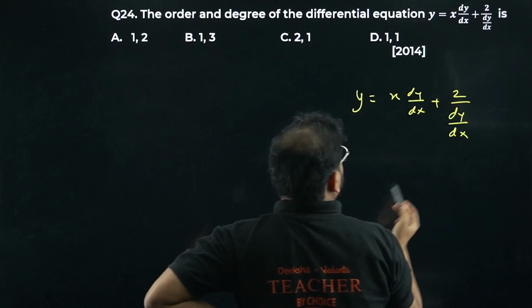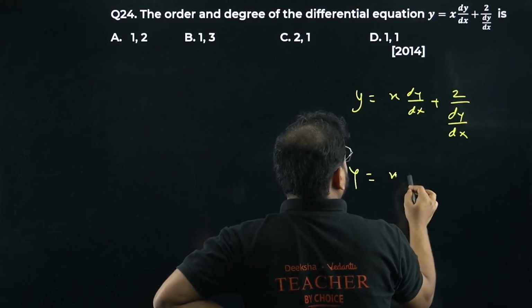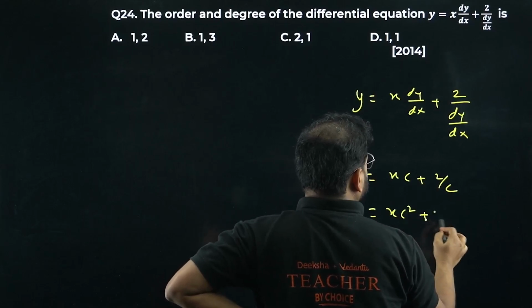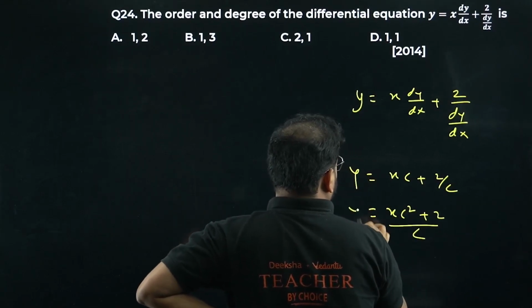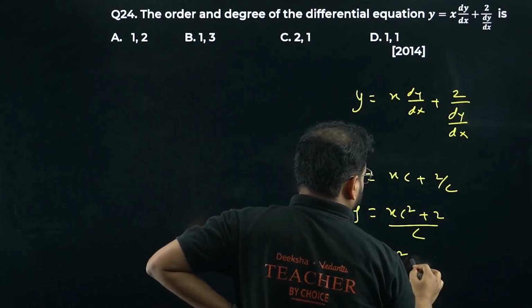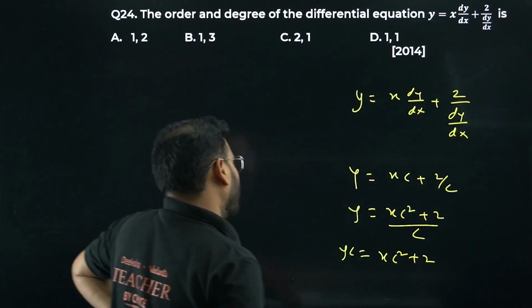Okay. Let's do one thing. Take this value as c. xc plus 2 by c. Take the LCM. You have xc square plus 2 upon c. We have y. We get yc equals xc square plus 2. Put the values back now.